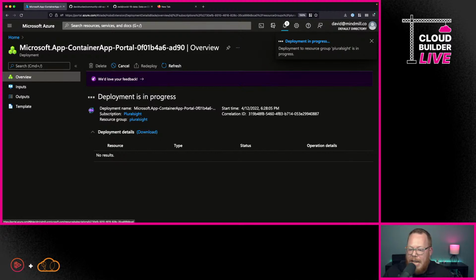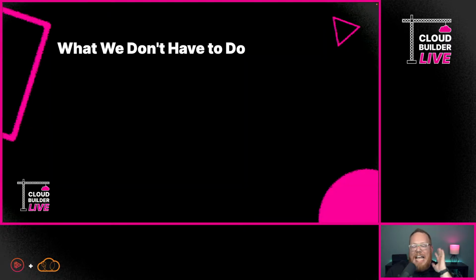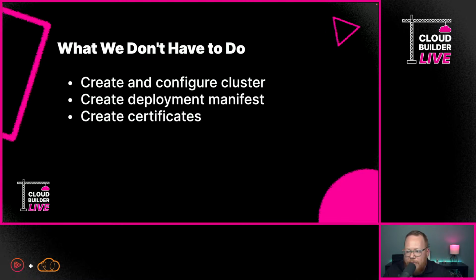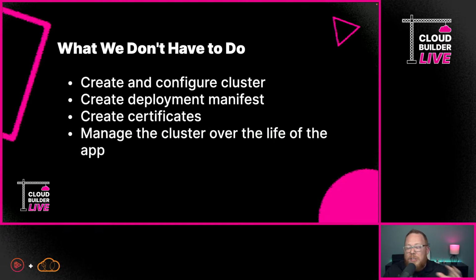Now, while this deployment is happening, there's another conversation that we need to have, okay? So let me go ahead and go back to slides for just a minute. Here's what we didn't have to do, that if we were managing Kubernetes ourselves, we would have to do. So first of all, create and configure the cluster. Also create a deployment manifest, deal with certificates, and then also manage the cluster over the life of the app. These are all things we avoid because we're choosing to build our application with this service that has a very opinionated way of how we build them. So we don't have as much configuration, but we have a lot less maintenance and theoretically a lot less headaches.